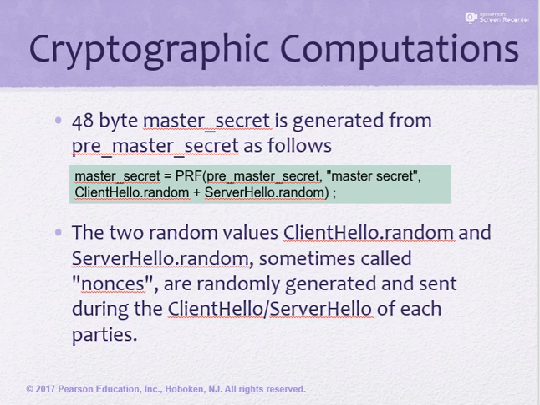Once the pre-master secret is shared between client and server, they can go for the next step to generate the master secret, which is a 48 byte key. And this is how we generate this 48 byte master secret. PRF stands for pseudo random function. To this pseudo random function, we give as input our pre-master secret, which is shared between client and server during key exchange, and then a string master secret. This is a string that we write as it is.